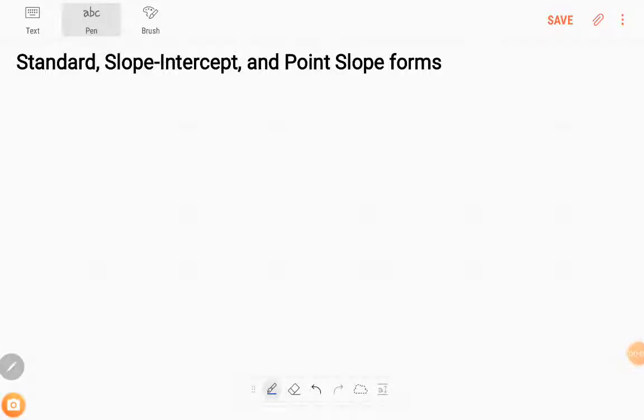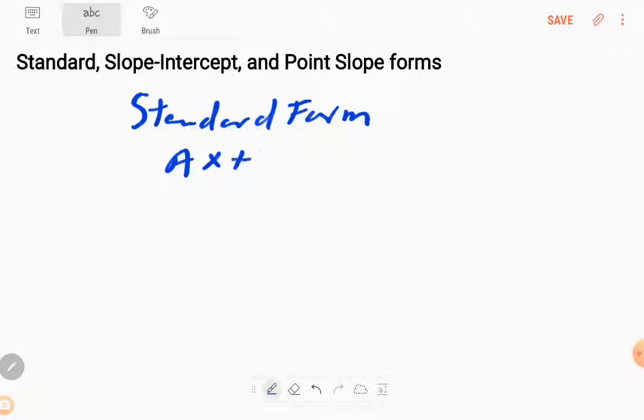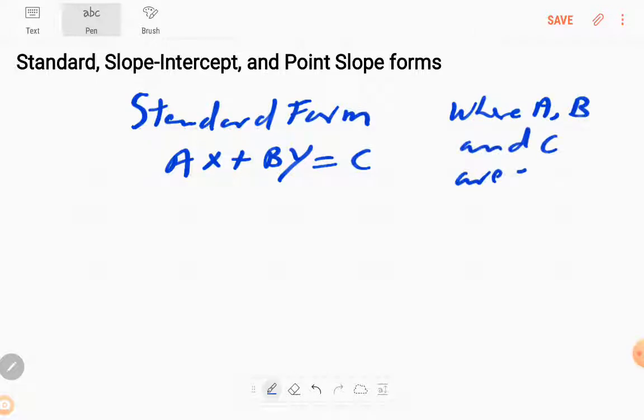In this video, we're going to be looking at different ways of writing a linear equation. And so first we're going to start off with the standard form. The standard form is written as ax plus by equal to c, where a, b, and c are integers. However, a must be a positive integer. So the coefficient in front of the x must be positive.